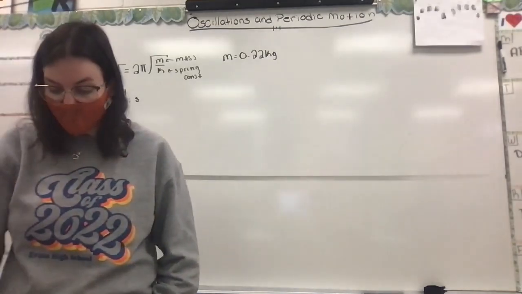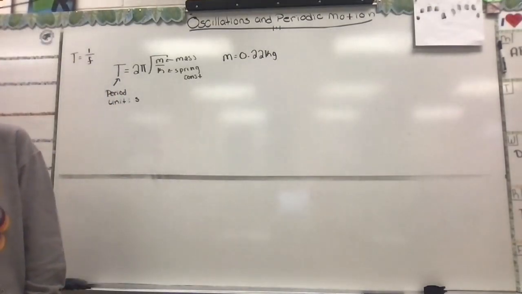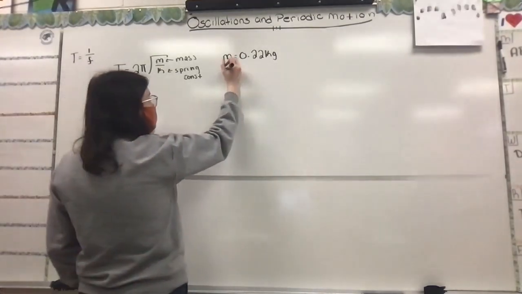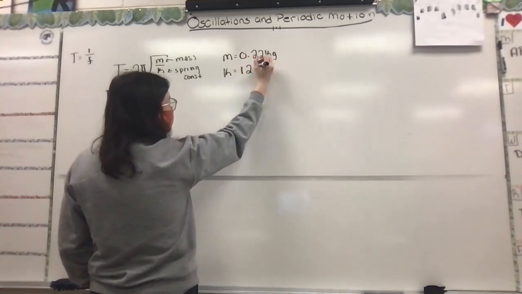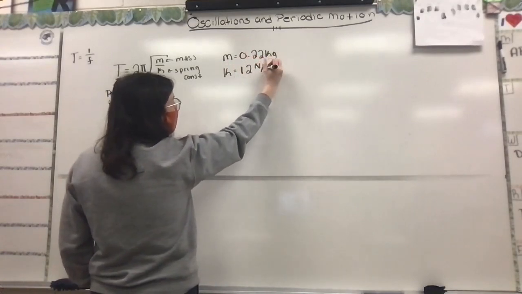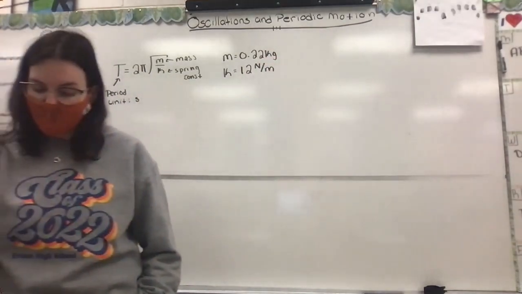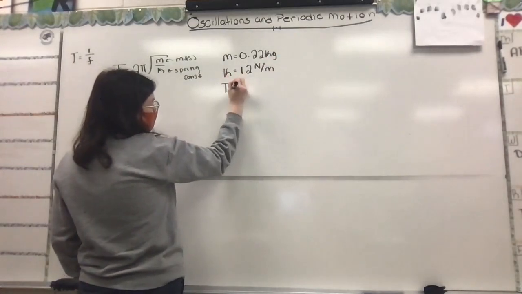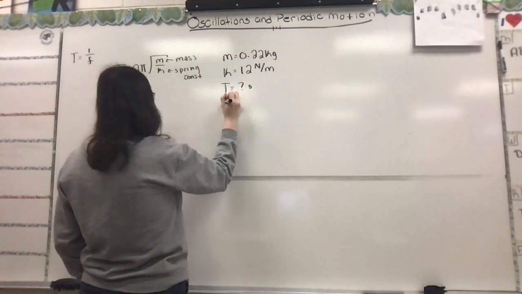Okay. So we've got a car of 0.22 kilograms, and it's attached to a spring. The spring has a spring constant of 12. What are the units for spring constant? Newtons per meter. There's a difference. And we want to know what's the period of its oscillation. Do you have to rearrange anything here for that? No, you're just going to plug it in.